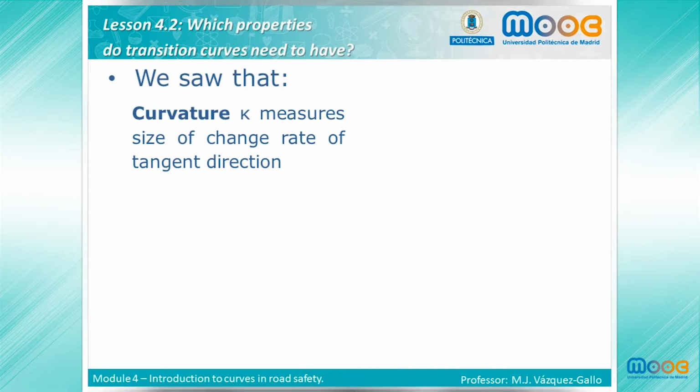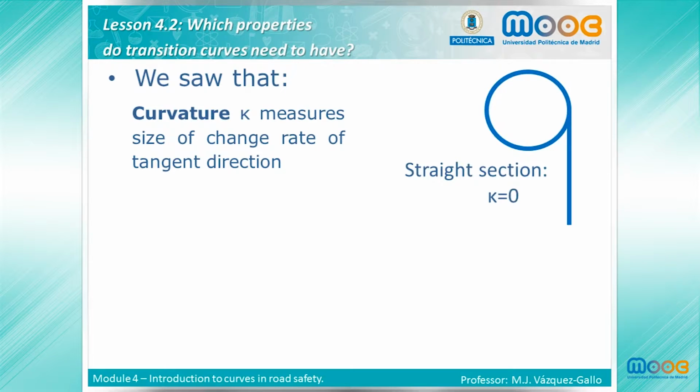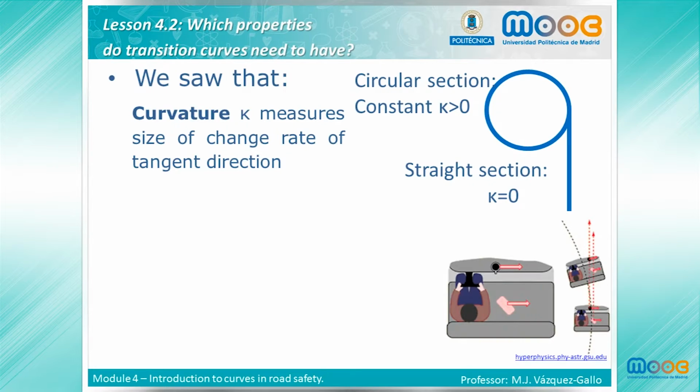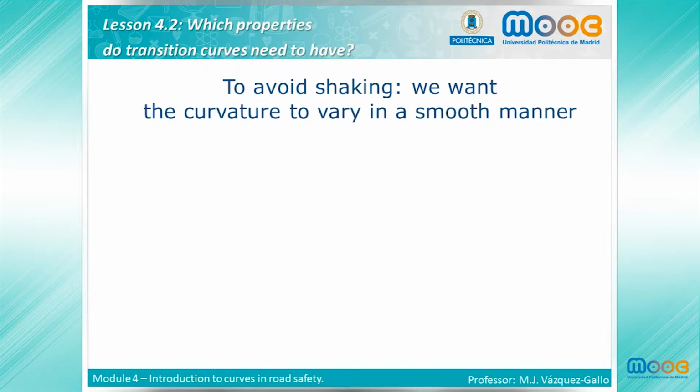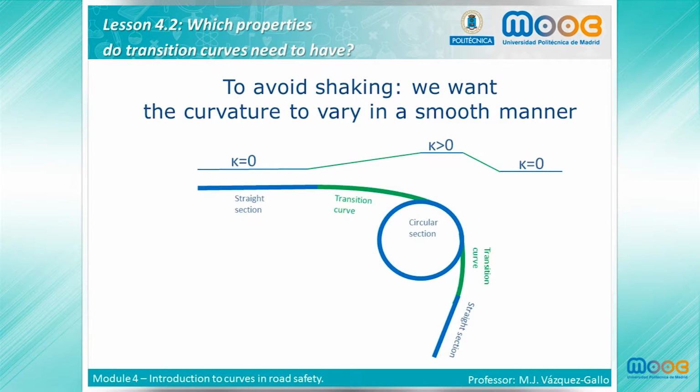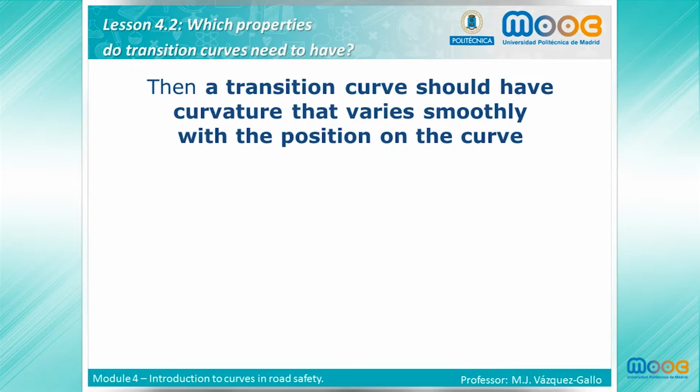We already saw that the curvature of a curve measures the size of the change rate of its tangent direction. In this way, a straight line has zero curvature, and a circular section has constant positive curvature. Moreover, centrifugal acceleration is proportional to the curvature, so a jump in the curvature will produce a shaking. To avoid shaking, we want the curvature to vary in a smooth manner along the road. Then a transition curve should have curvature that varies smoothly with the position on the curve.